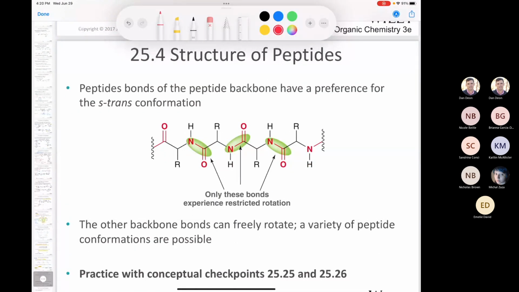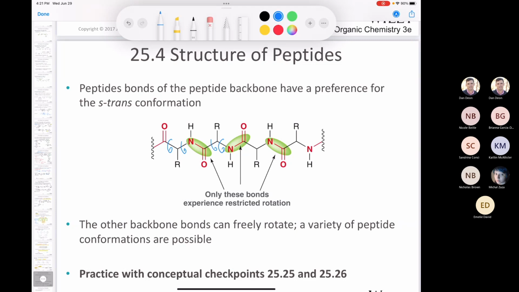All right, let's move on from there. If you look at the backbone of a peptide, you see that you have 3 different peptide bonds here. Those are the only bonds in the backbone that experience that restricted rotation, because they have partial double bond character. All of the other bonds, this one, experience free rotation, no problem whatsoever.